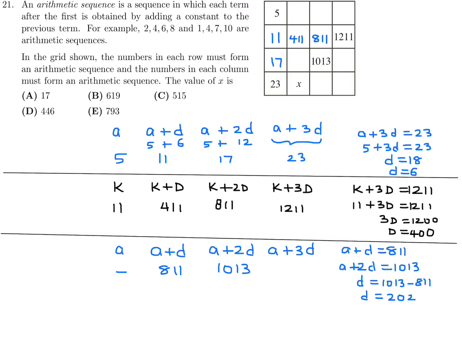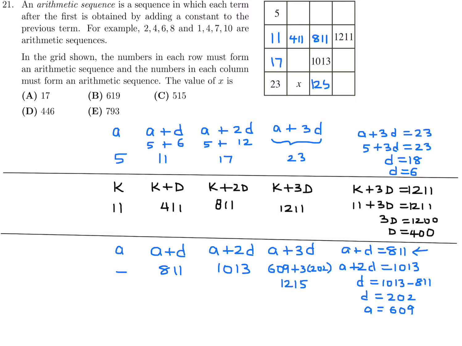And then substituting back into there, I get a is equal to 609. So all I really need to figure out is this one here. So a plus 3d is going to be 609 plus 3 times 202. And that is going to give me a value of 1215. So there we go.